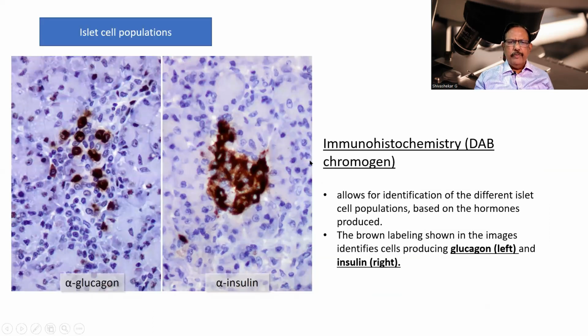And there are two types of cells over here. One that secretes the glucagon, and the other one, beta, that secretes the insulin. This is the immunohistochemistry for it to identify what kind of cell that is proliferating.